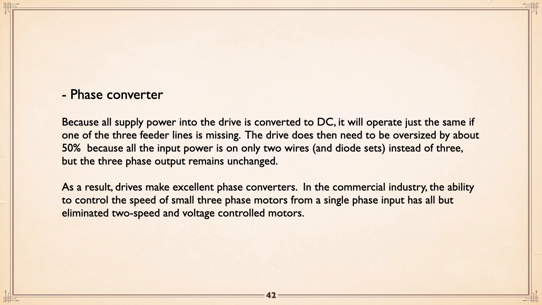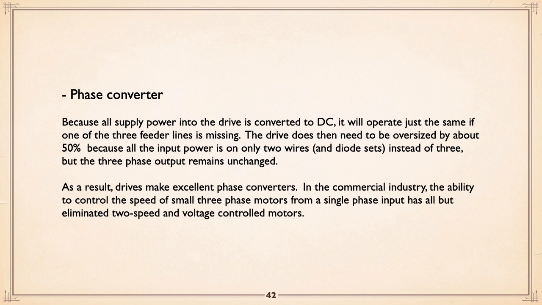Realize if you oversize the drive by about 50%, you can have only two of the incoming lines, which is single phase, and it will rectify that to DC. And by being oversized slightly, even though the current goes up, it's a happy camper. So your single phase coming in becomes AC on the output side. You can use it as a variable speed drive as before, or if you want to use it as a phase converter, just simply set the output at 60 cycle, and away you go.